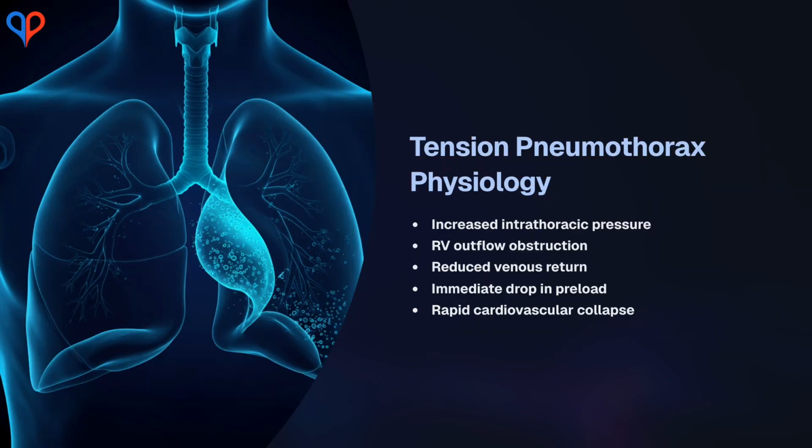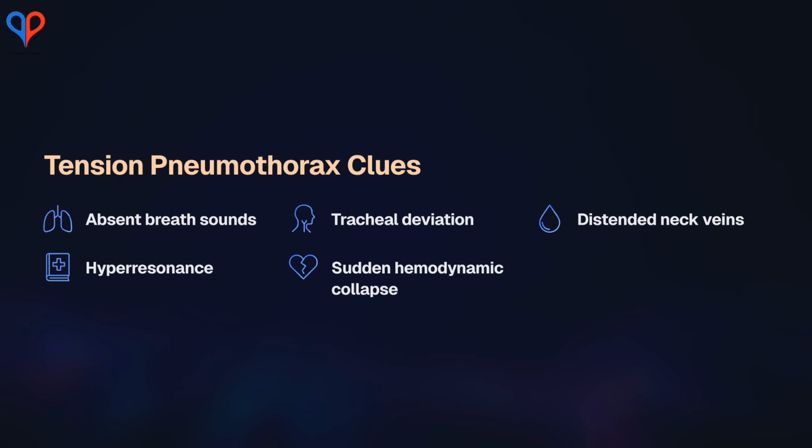Tension pneumothorax elevates intrathoracic pressure, reducing venous return and causing RV outflow obstruction. The result is an immediate decrease in preload and rapid cardiovascular collapse. Key clues include absent breath sounds, tracheal deviation, jugular venous distension, hyperresonance, and sudden hemodynamic deterioration. Ultrasound can show absent lung sliding, but treatment should not be delayed.